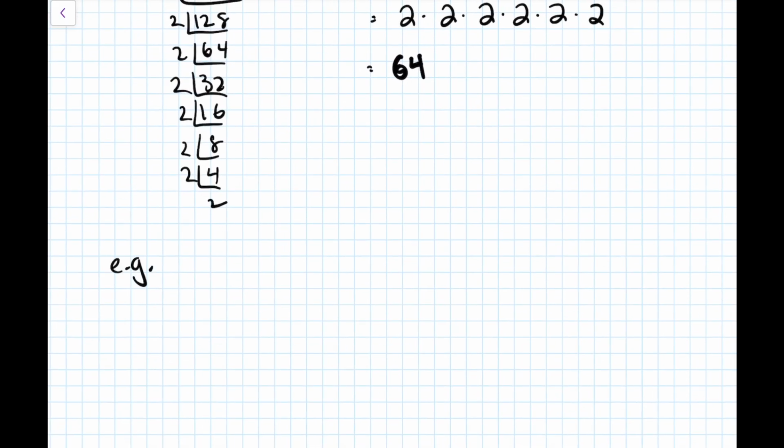All right, so I'd like you to try this next one on your own. So go ahead and pause the video in just a sec, make yourself a factor tree, or find your prime factorization, however you want to do it, and see what you come up with.